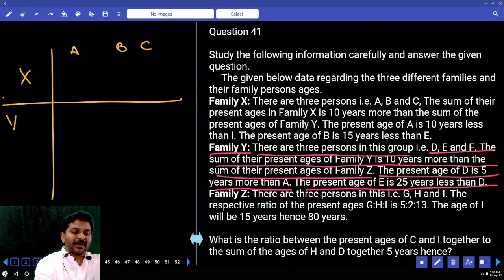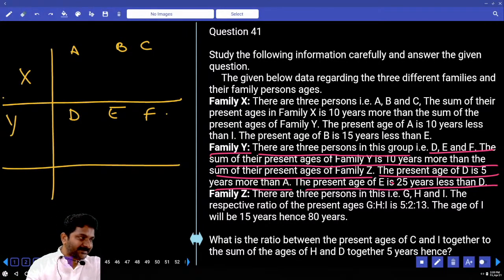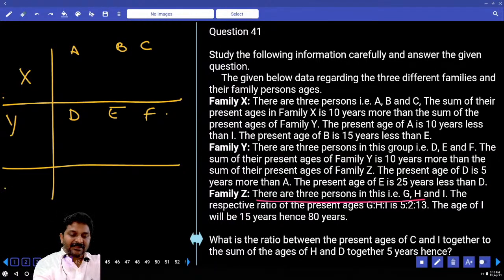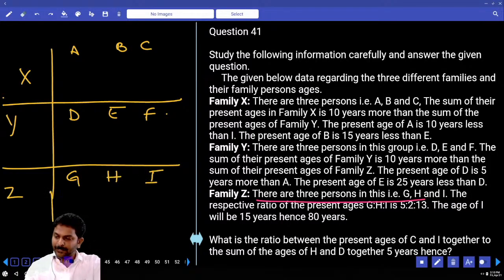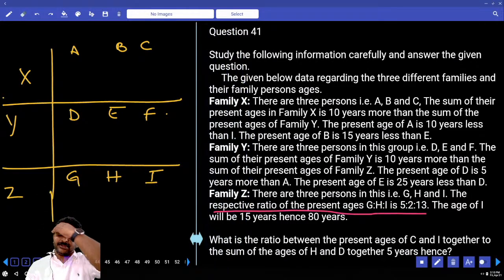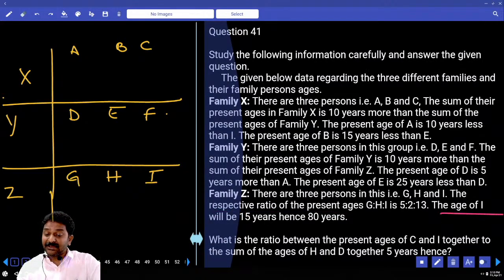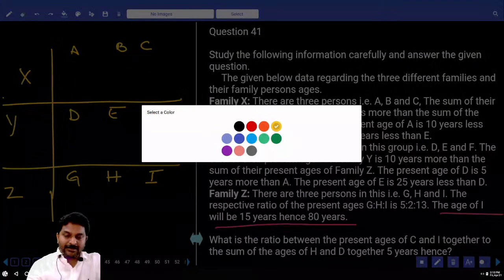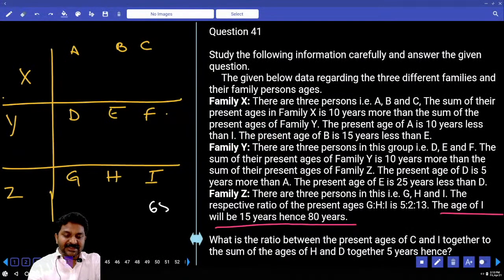Even here also Y has D, E, F, three people, and here also only comparison is given. No number is mentioned. Next is Z. There are three persons, that is G, H, I. The respective ratio of ages of G, H, I is 5:2:13. The age of I will be 80 years 15 years hence. After 15 years it will be 80, so the present age of I is 65.